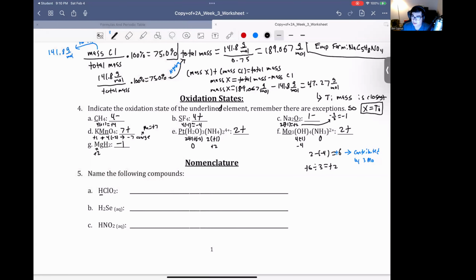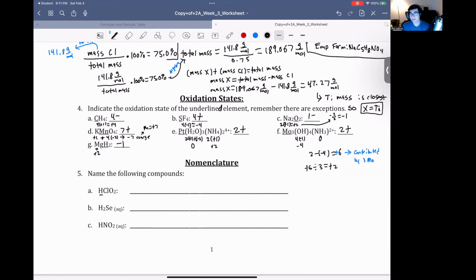All right, so we're going to get into the nomenclature part of this worksheet. For the first one here, we have HClO2. You have different series of polyatomic ions, so you would want to memorize that. Typically, if you have 2 items in a series, let's say SO3 and SO4, the one with more oxygens is going to end in ate. The one with less is going to end with ite. So SO3 is sulfite, SO4 is sulfate. NO3 and NO2 respectively are going to be nitrate and nitrite.